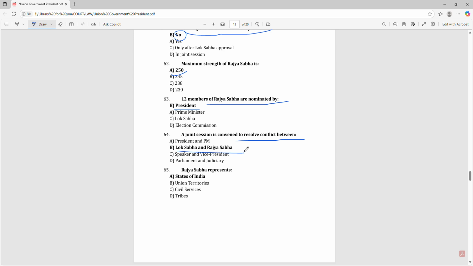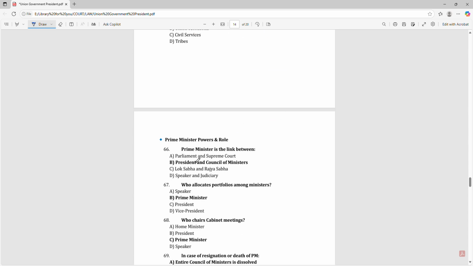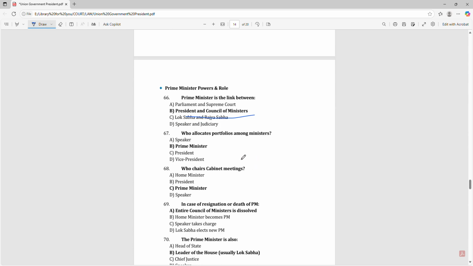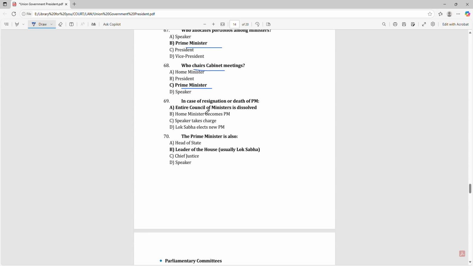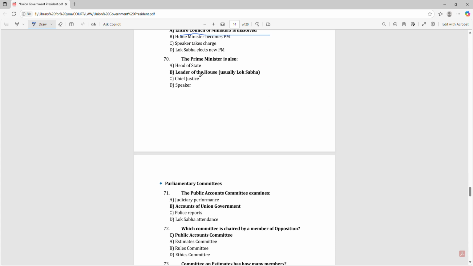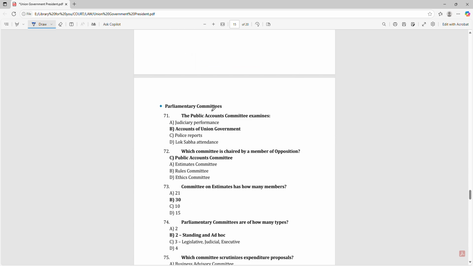Rajya Sabha represents the states of India. The Prime Minister is the link between the President and the Council of Ministers, and allocates portfolios among the ministers. Who chairs cabinet meetings? That is the Prime Minister. In case of resignation or death of the PM, the entire Council of Ministers is dissolved. The Prime Minister is also leader of the House. The Public Accounts Committee examines accounts of the Union government.